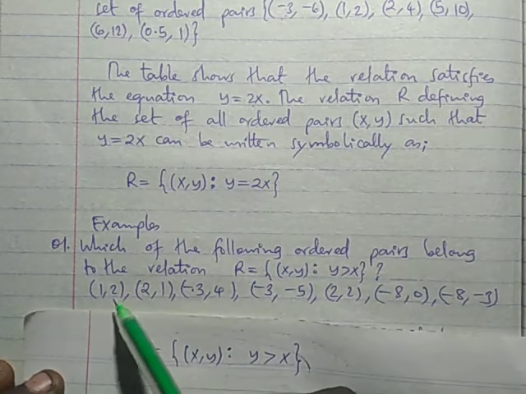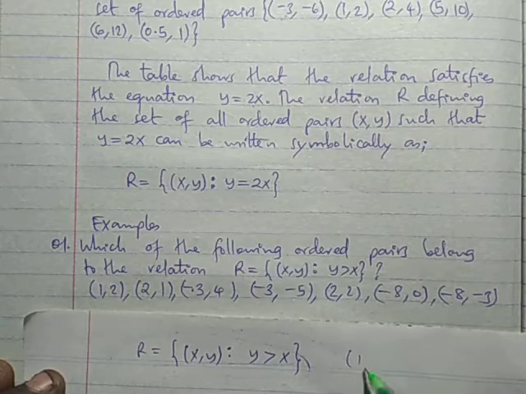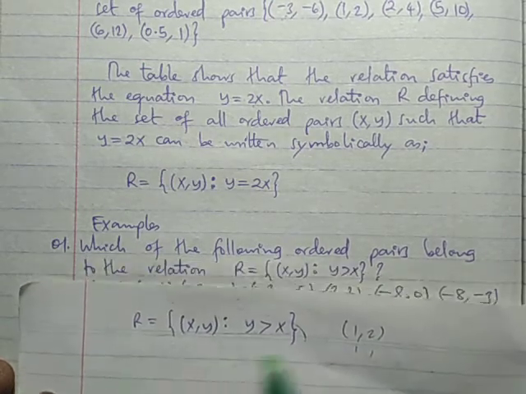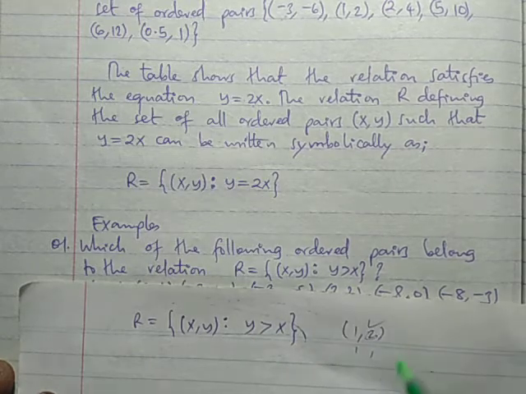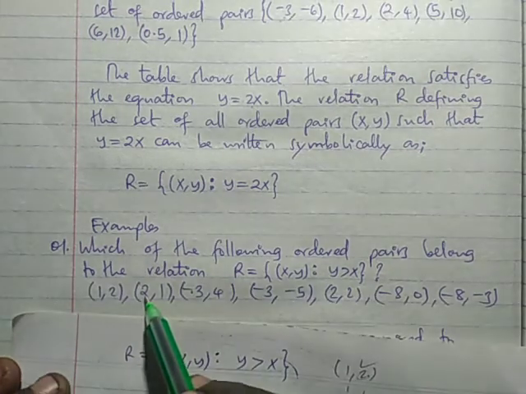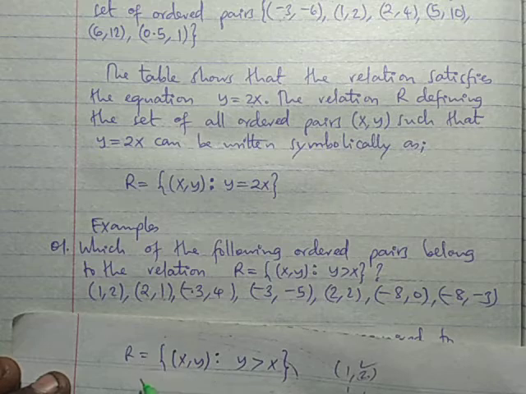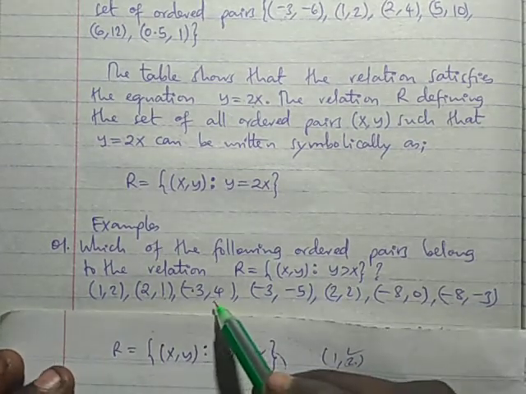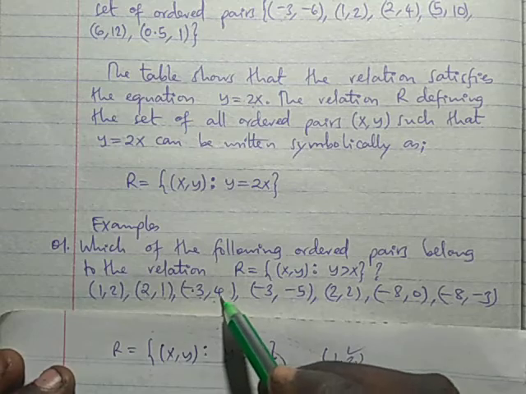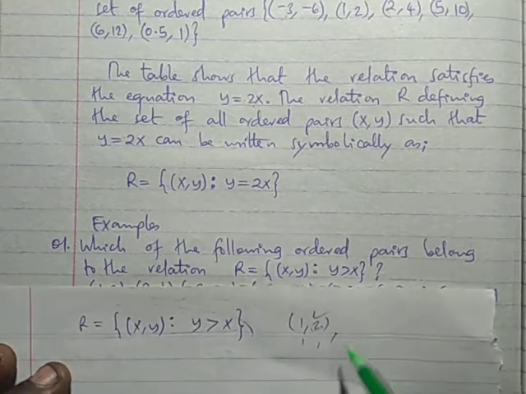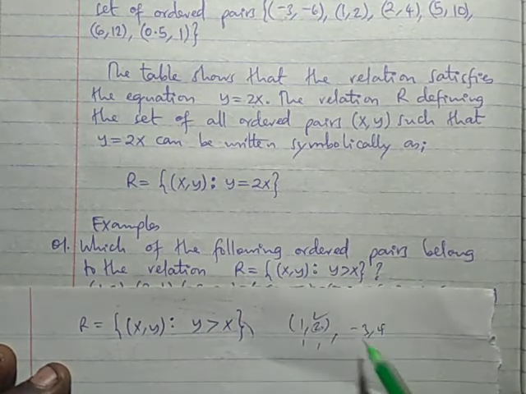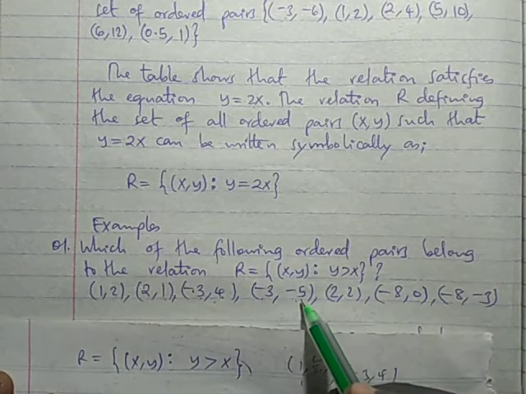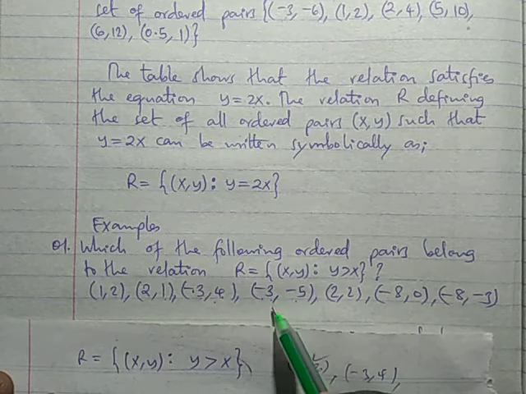For example, tukianza na huyu x, y hapo, it is 1, 2. This is x, this is y. So in this case y is greater than x. This is true. But in this case 2, 1 is less than 2. So this is not true. Then if we are moving to this negative 3, 4 is greater than negative 3. So that is true. Negative 3, 4, you may agree. Negative 3, negative 5. Negative 5 is less than negative 3. So this is not true.